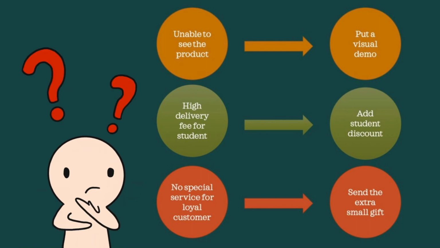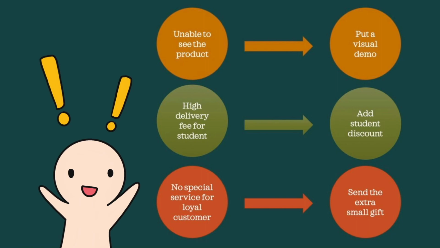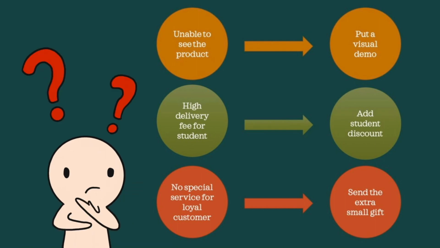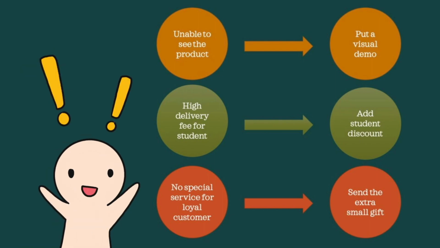For Persona 2, as a student, the delivery fee is quite costly as it's cross-country. We can add a student discount on delivery service to improve the problem. And for Persona 3, the customer was unhappy because there's no special service for Starbucks loyal customers. If we send a small gift to the customer, it will be nice. Therefore, I recommend those points to the group so that we can improve our services.